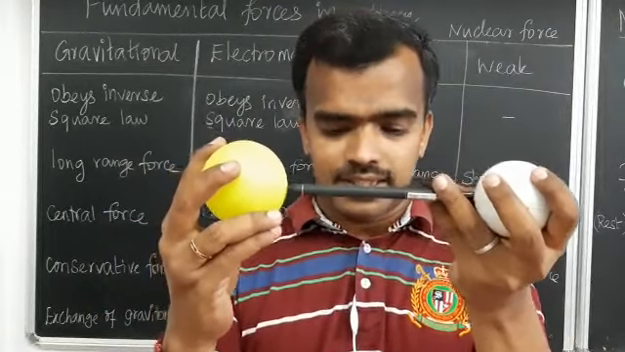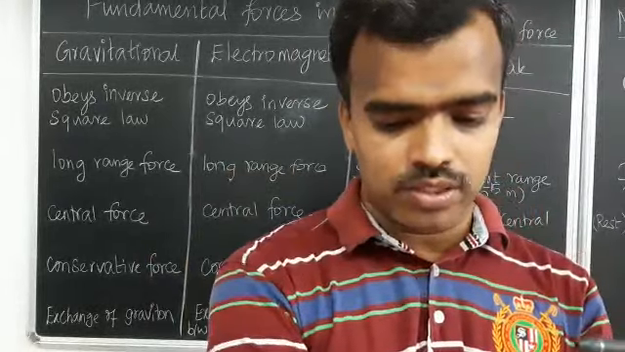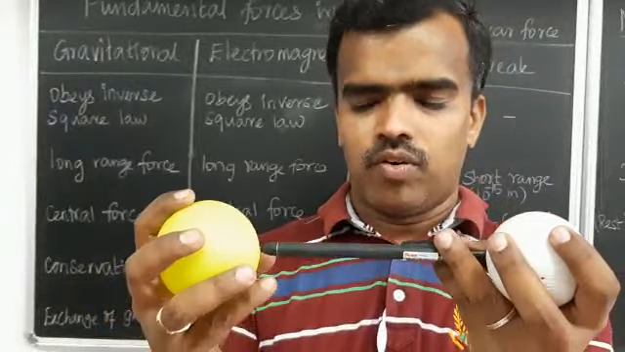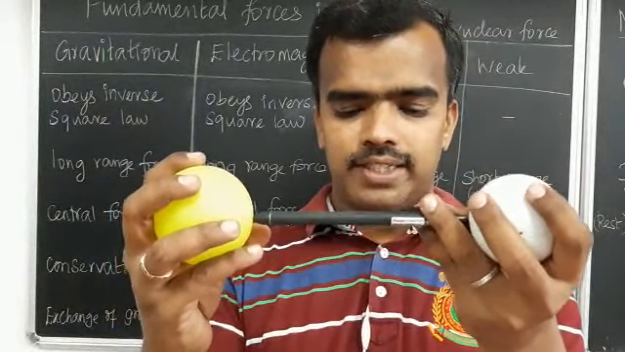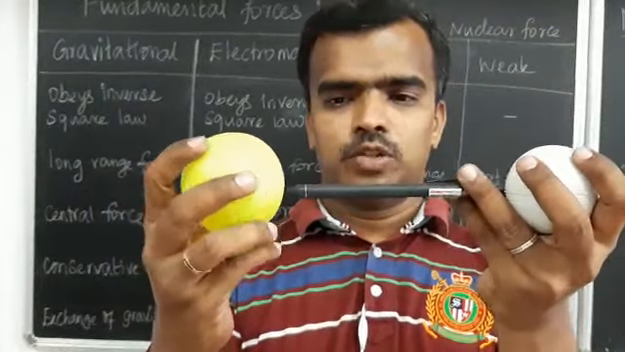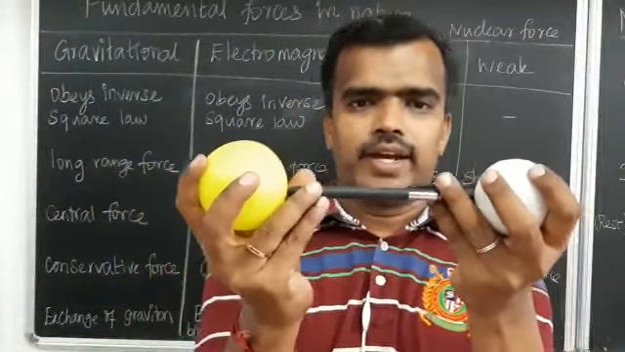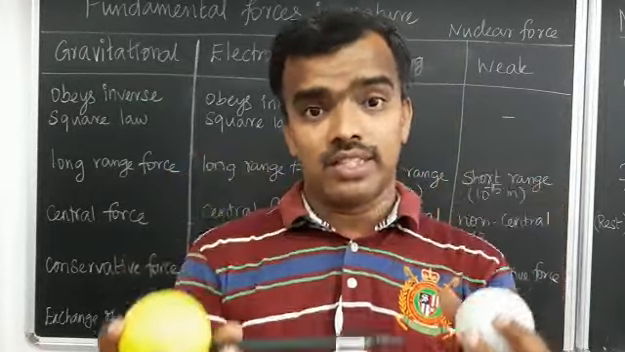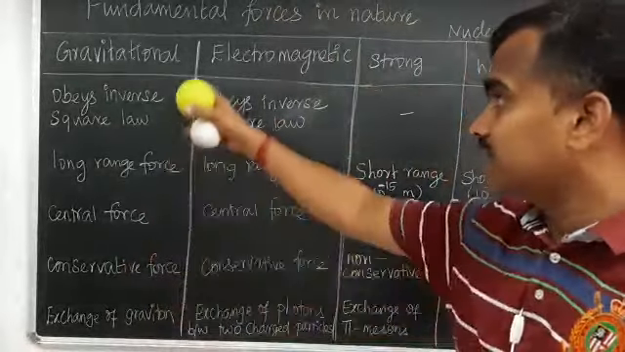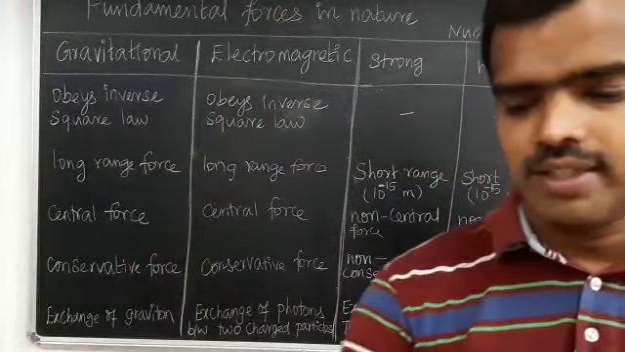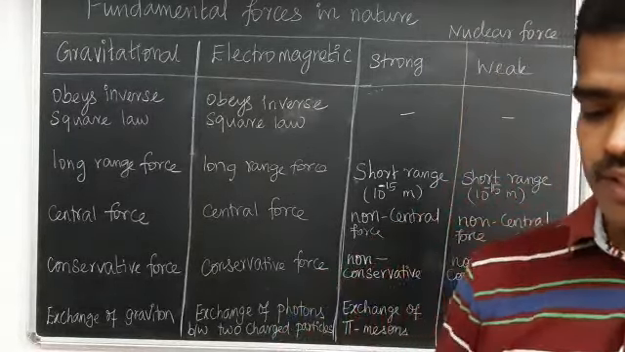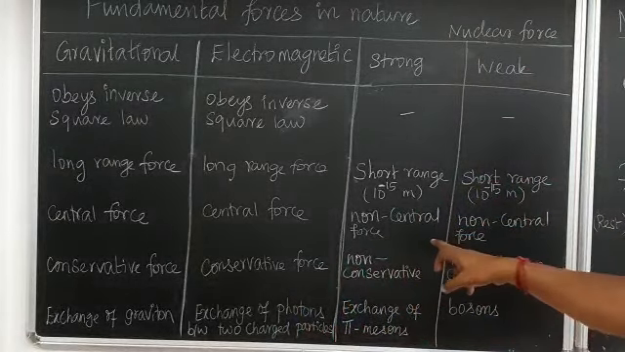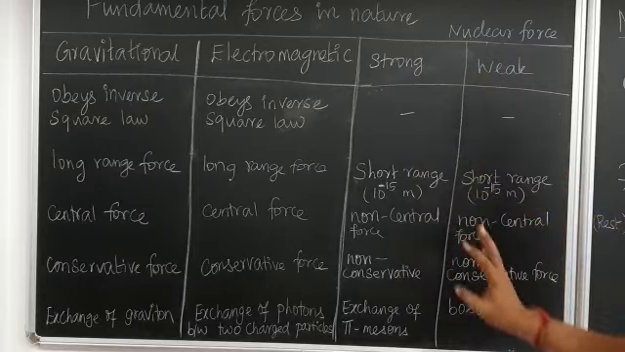Can you understand what I am saying, central forces? So what are central forces? In the sense, the force acts along the line joining the centers of the two bodies. These are the two bodies, sun and earth. We connect them with a straight line, and in that line the force acts. That is called central force. Both gravitational force and electromagnetic force are central forces. But nuclear forces are not central forces, they do not act along the line. That's why we say both nuclear forces are non-central forces.